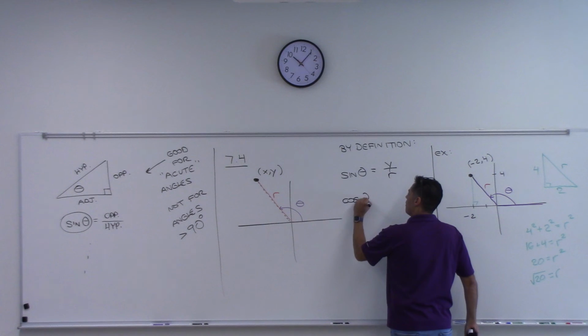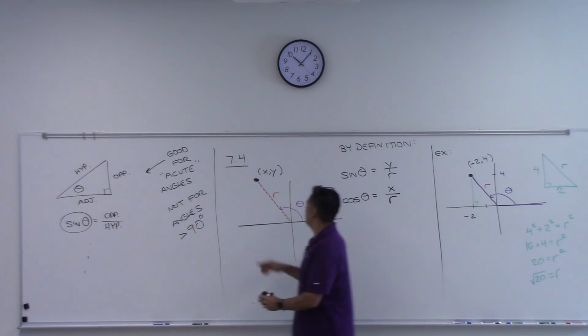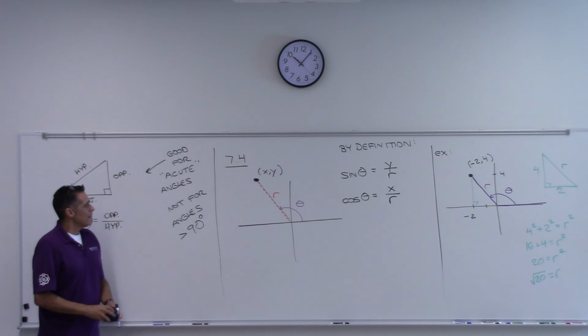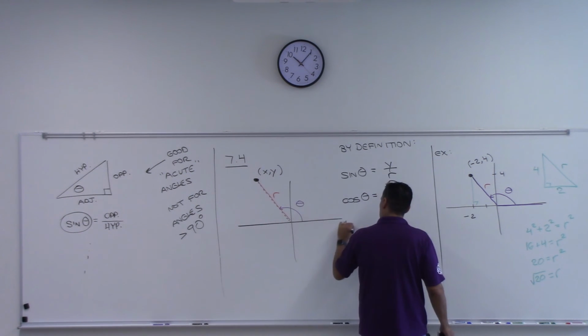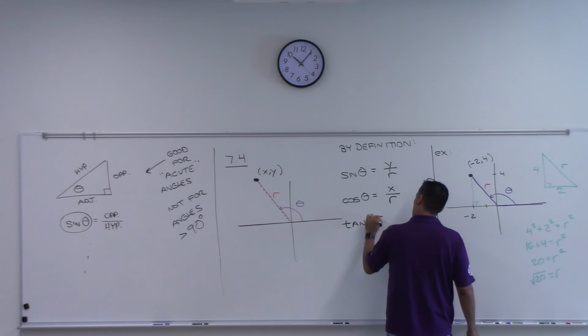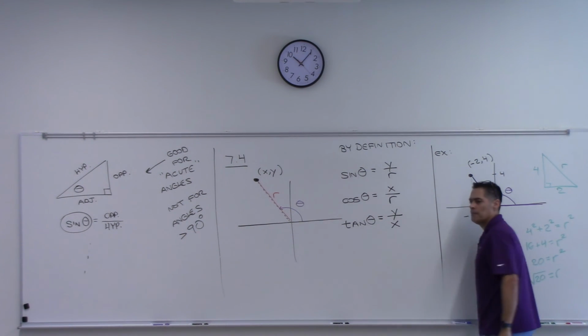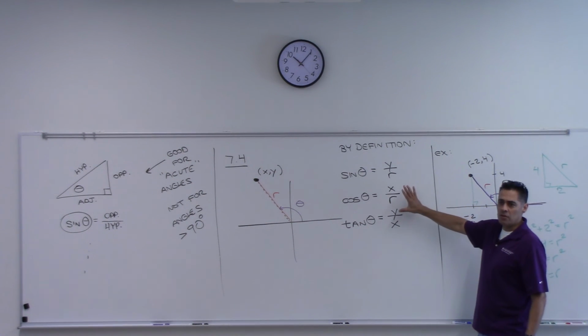Cosine of the angle is the x divided by r. So you're just going to take the x coordinate and divide it by the radius. And then tangent of theta will be the y coordinate divided by the x coordinate. That is the new definition for our trig functions.